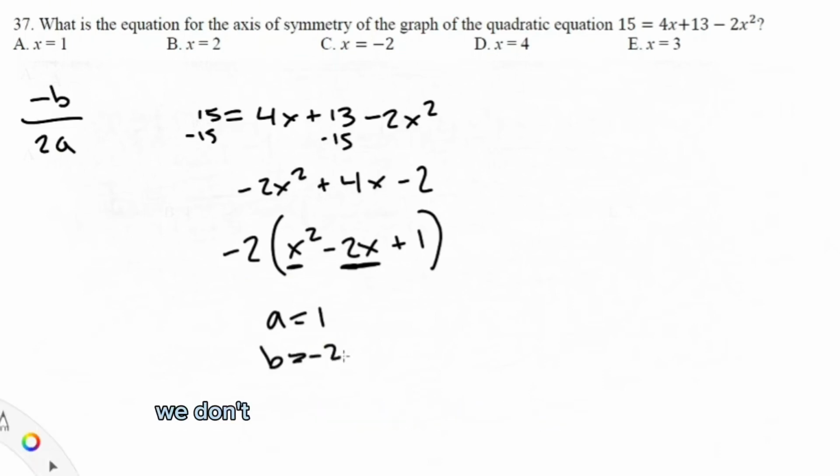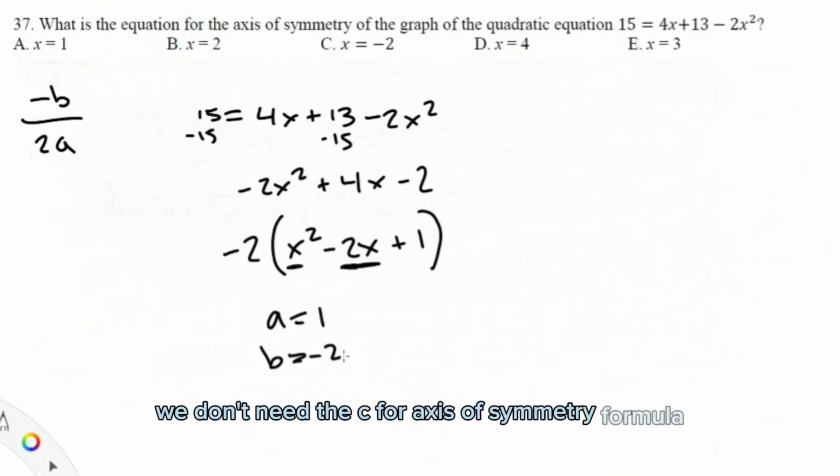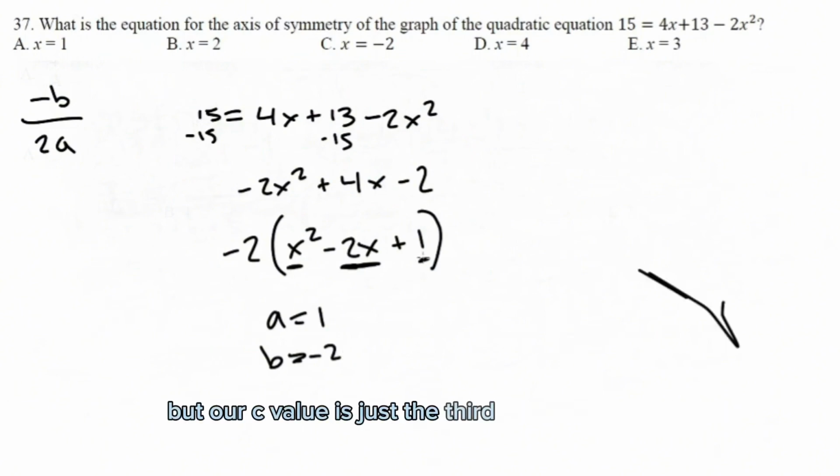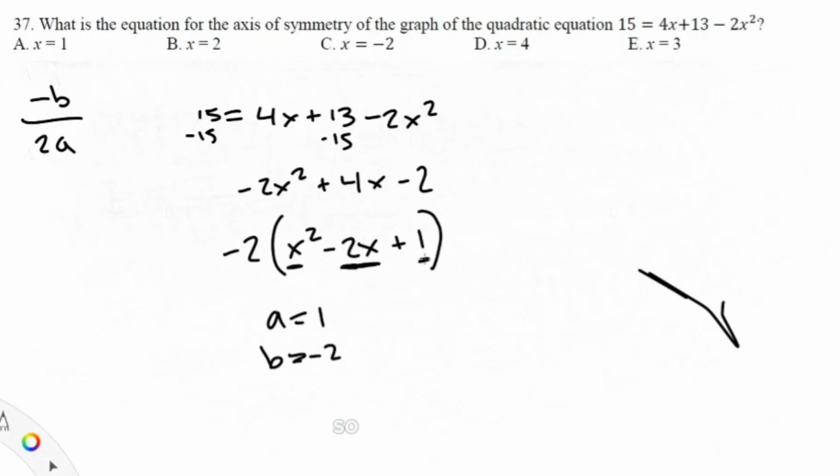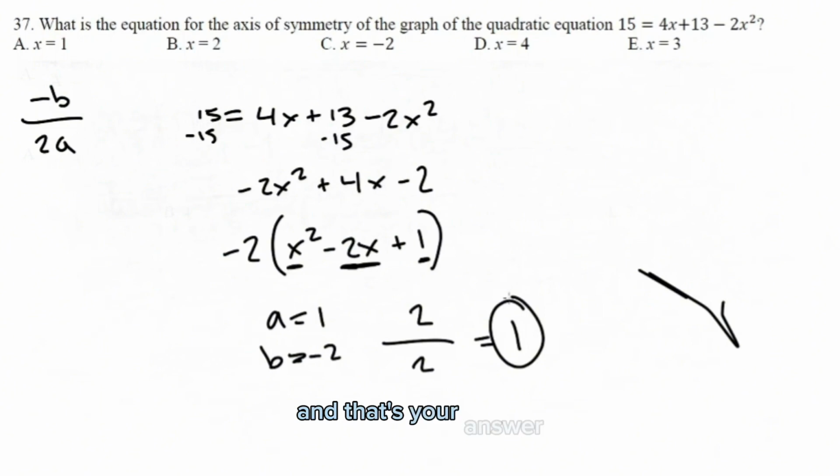Now in this problem, we don't need the c for our axis of symmetry formula, but our c value is just the third number. Alright, now using these two values, we can solve. So negative of b, which is negative of negative 2, is just positive 2, divided by 2 times 1, which is 2. That means 2 over 2 is 1, and that's your answer.